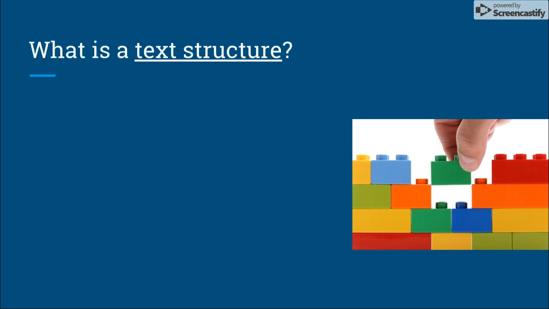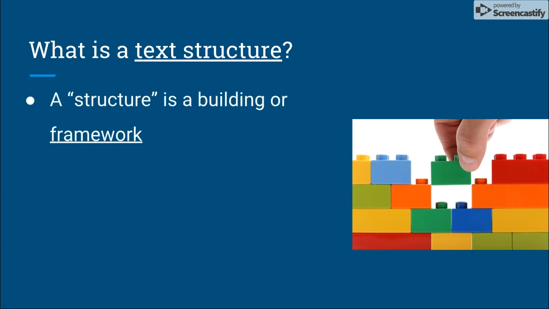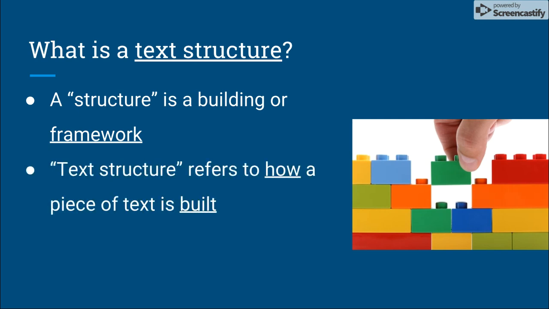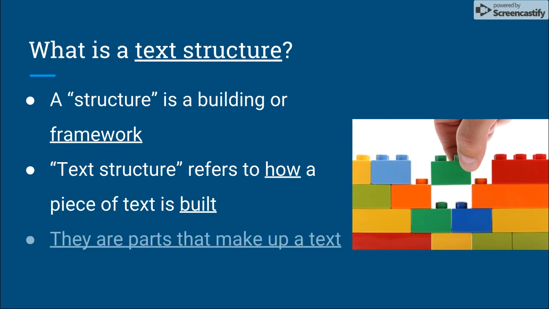So first, we're going to talk about what a text structure is. So when you think about a structure, it's typically a building or a framework. So a text structure refers to how a piece of text is built. So how does the author create the text? What pieces and parts do they put together in order to make a text? They are the parts that make up a text.